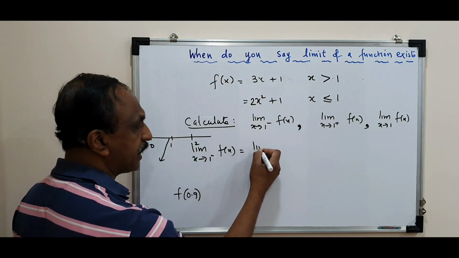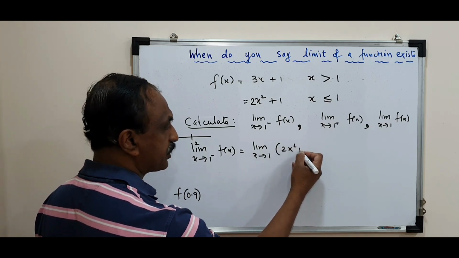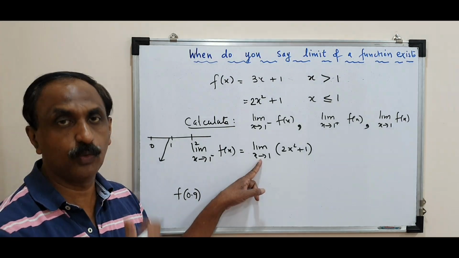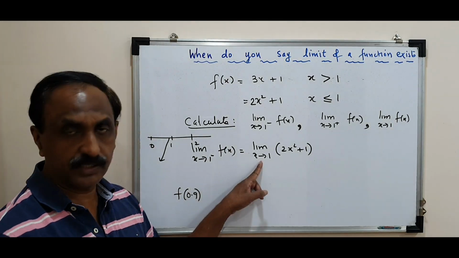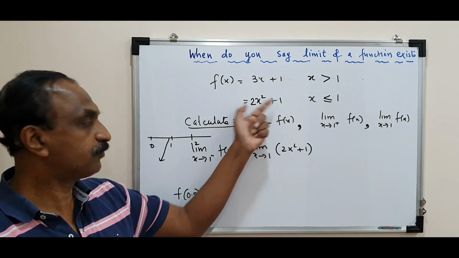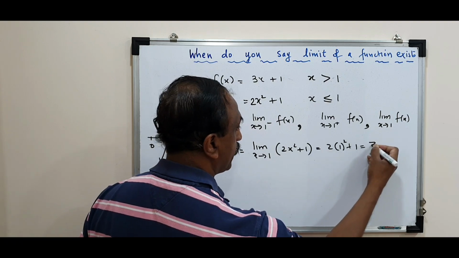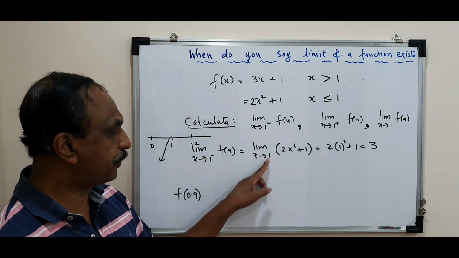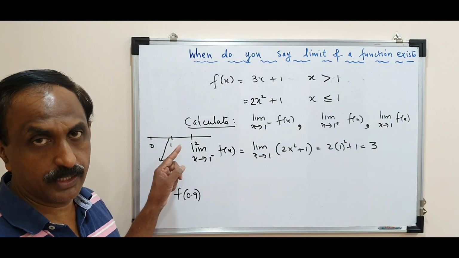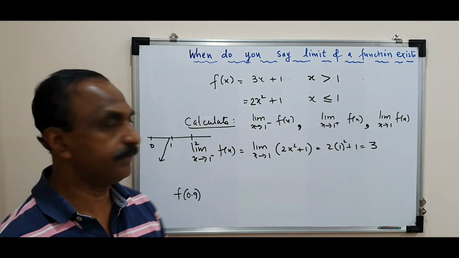So I will write this as limit x tending to 1 of 2x square plus 1. Although x is written as 1 minus, it means it is coming closer to 1, but the value of x is less than 1. Because the value of x is less than 1, we need to apply this formula. And your answer became 2 into 1 square plus 1, that became 3. So when x is approaching 1 through the lesser values, 0.9, 0.99, 0.999, etc., in that case, the value of the y coordinate will be near 3.